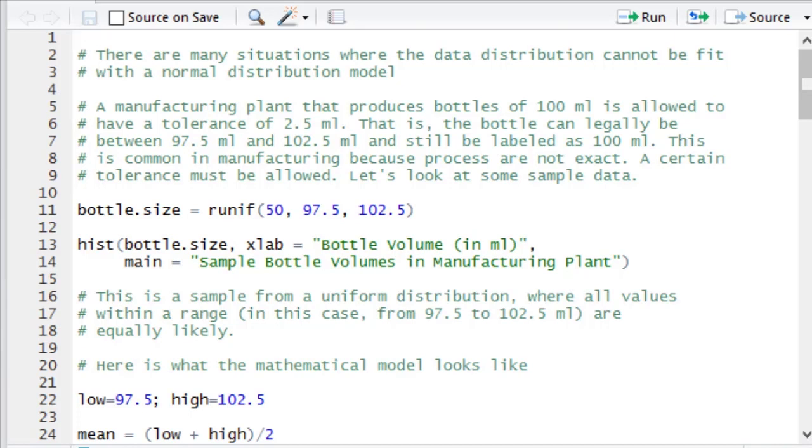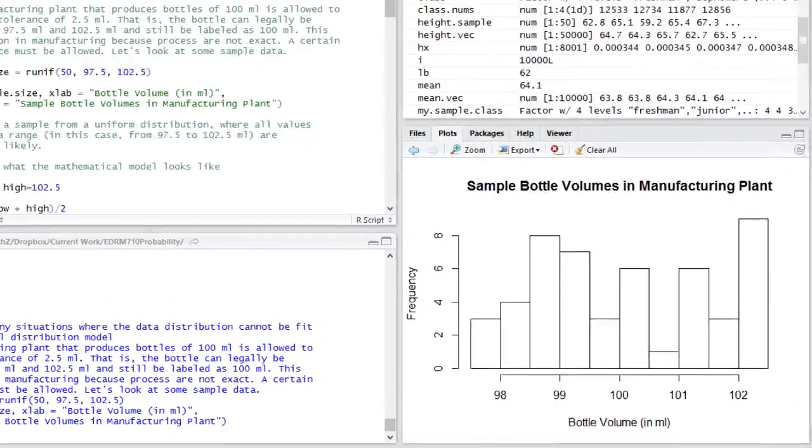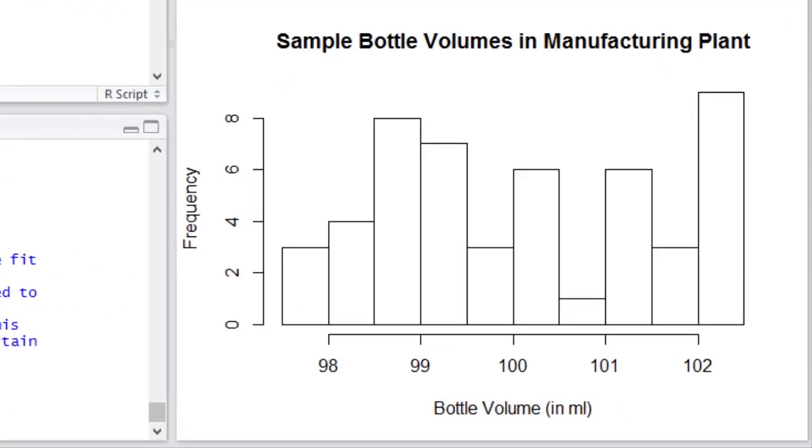Let's look at some sample data. Let's take a sample of 50 bottles off the assembly line and see what it looks like. Here's the histogram. This is a sample from what we call a uniform distribution, or a uniform model, where all values within a range, in this case 97.5 to 102.5, are equally likely.